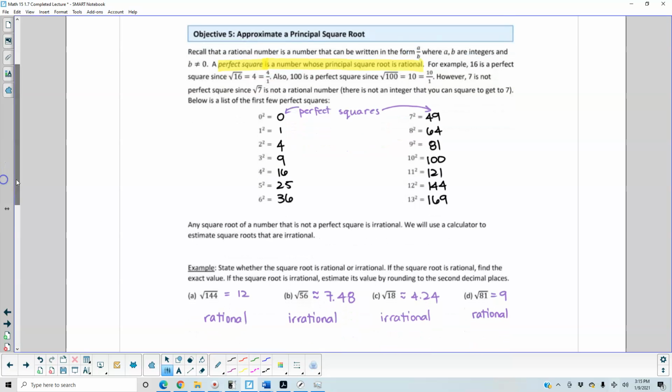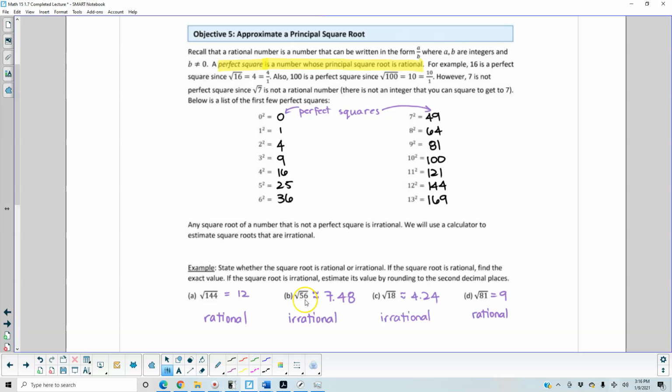So let's take a look at this example here. It says, state whether the square root is rational or irrational. If the square root is rational, find the exact value. If the square root is irrational, then estimate its value by rounding to two decimal places. So here we have the square root of 144. We can see that 144 is a perfect square. And what number do you have to square to get 144? Well, the answer is 12, so it's considered rational.